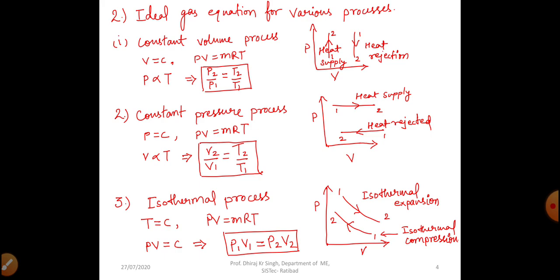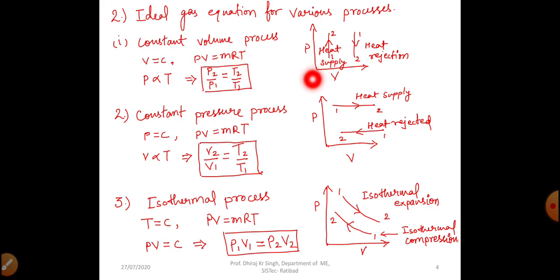Now we will discuss the ideal gas equations for various processes. So the first process is the constant volume process. In a constant volume process, V equals C, and when we apply the ideal gas equation PV equals mRT, we can treat volume as a constant. Also m and R are constant. m is the mass of the gas and R is the characteristic gas constant. So these are constant and volume is constant. That means pressure P is directly proportional to temperature T.